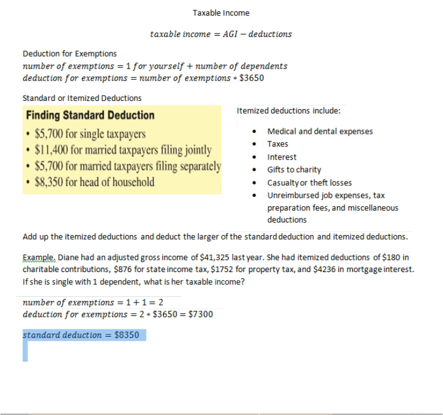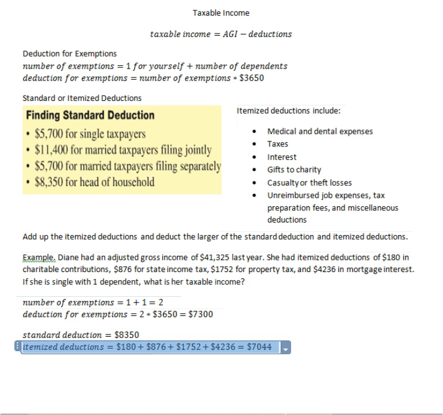So now our itemized deductions, we're going to add up the $180 for charitable contributions, $876 for state income tax, $1,752 for property tax, and $4,236 for mortgage interest, for an itemized deduction of $7,044. Now we take whichever one of those is larger. In this case, we're going to use the standard deduction.